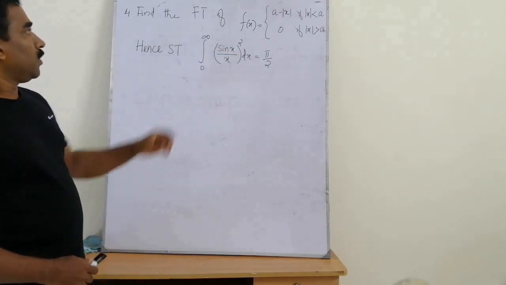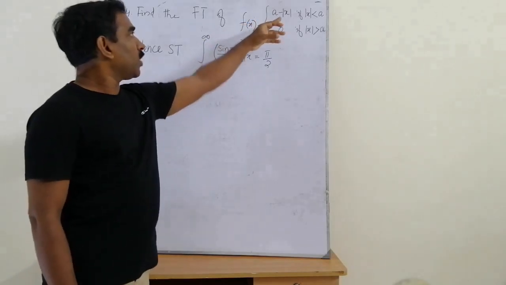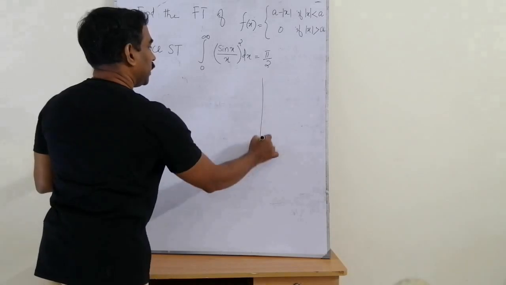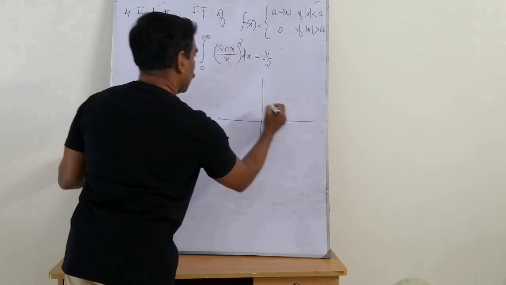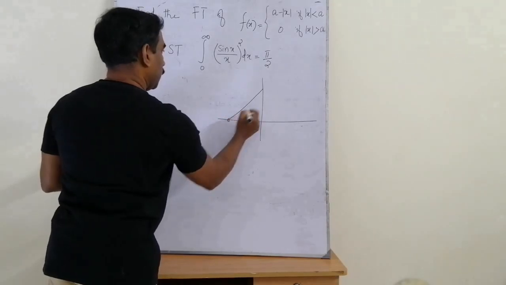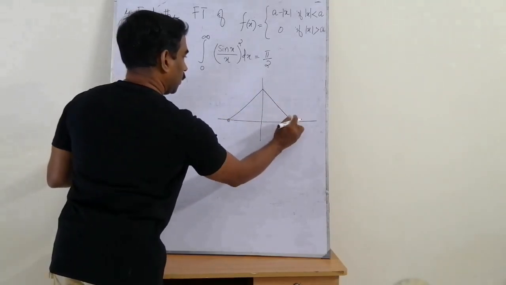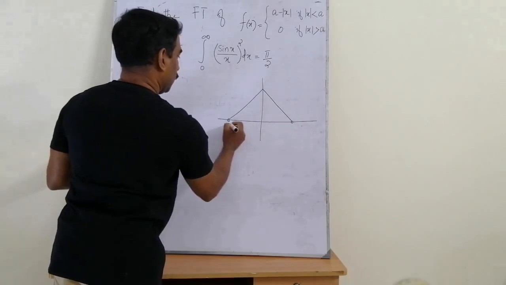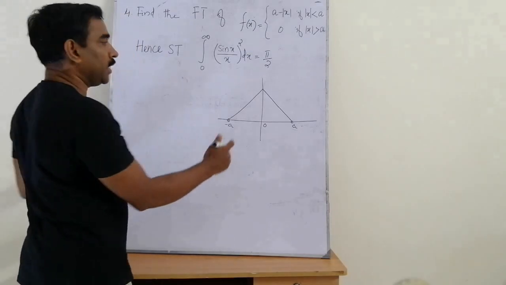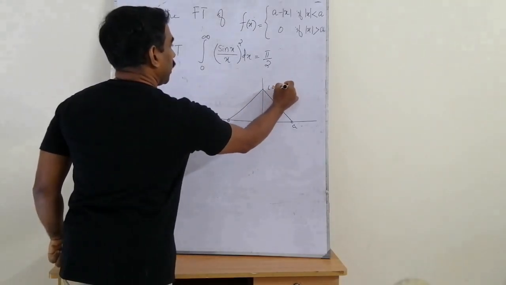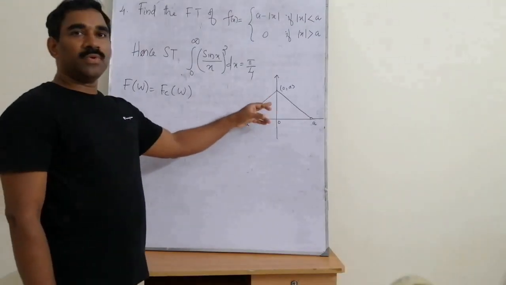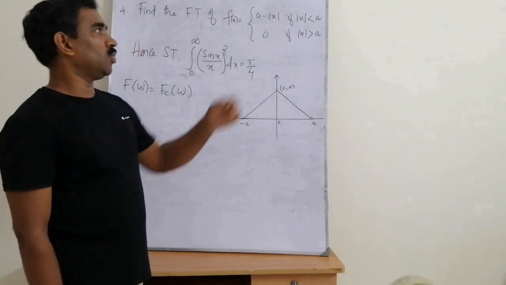So you look at the function f(x) equal to a minus mod x if mod x less than a. The graph of the function will be like this: minus a, 0, plus a, and having height a. So this point is (0, a). To analyze this graph for different parameter a, see the GeoGebra window.